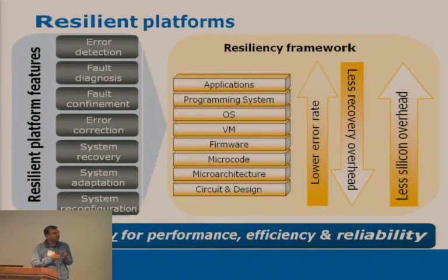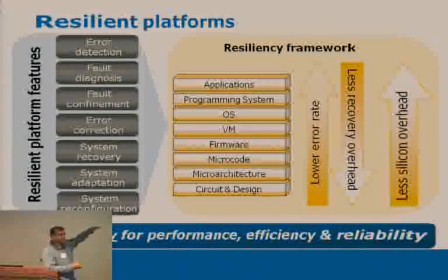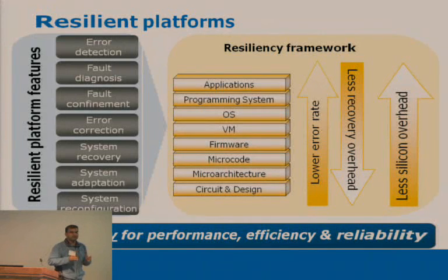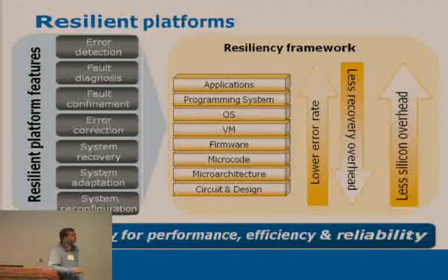So the goal is to really have an optimal implementation of these error detection and correction features across these different layers in such a way that you're taking advantage of the capabilities of each layer going forward. So beyond improving reliability, which has traditionally been the use of resilient platforms, I think in the future there will be some applications of this to improve the efficiency and performance as well.